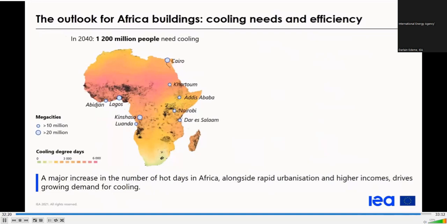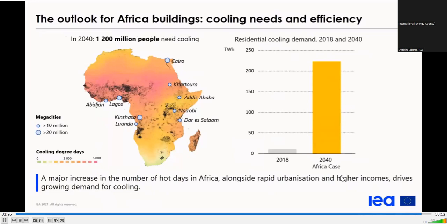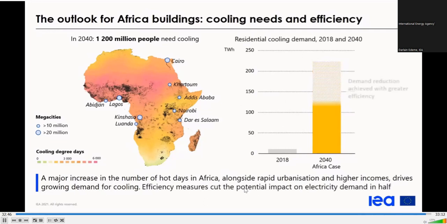Today, the equipment rate in air conditioners and fans is very low, but with the middle class rising and with population growth and urbanization, we expect that the demand for cooling services will increase a lot by 2040, and this will translate into a demand for electricity in the building sector. Still, if some efficiency measures are implemented, there is a potential to divide by two this increase in the electricity demand, for example, implementing standards to import the most advanced air conditioners and the most efficient fans.